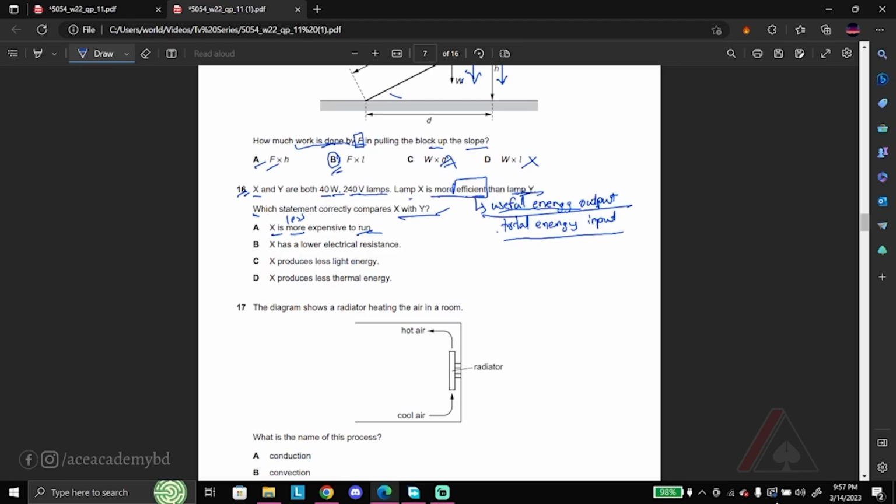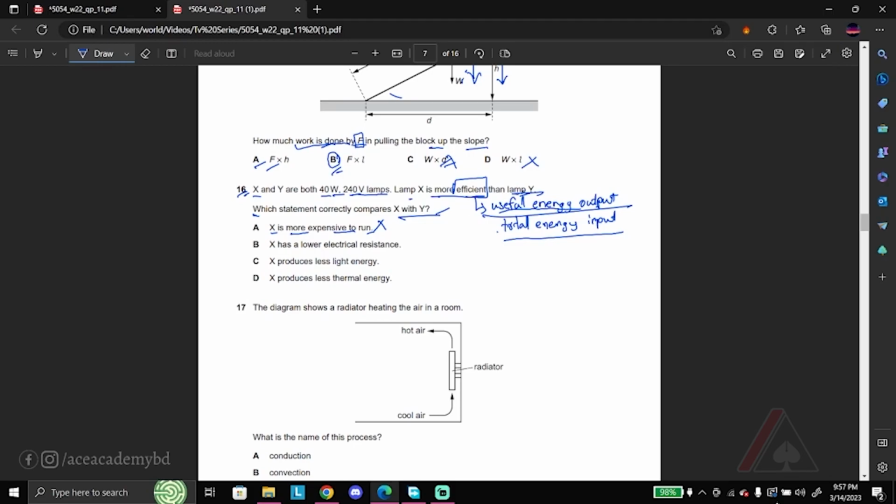not more. So X should be less expensive to run rather than being more expensive. So this is the wrong statement. So B, and I'll go on to B.